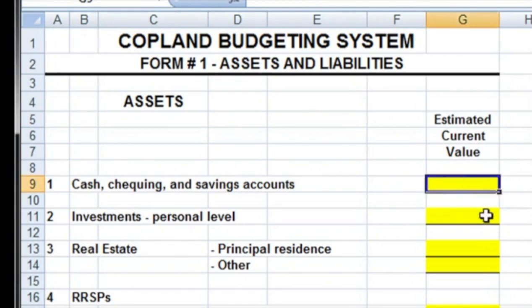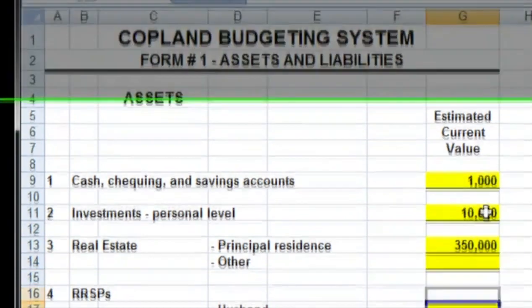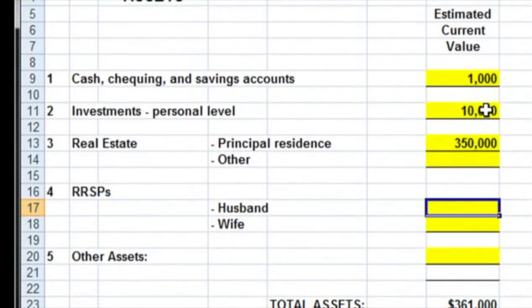So I'm going to put in some sample numbers. For this couple, I'm going to assume that they have $1,000 in the bank. I'm also going to assume that they have investments, perhaps in a mutual fund or something, of $10,000. In terms of their principal residence, they estimate that the fair market value is $350,000. In terms of their pension plan, their RSPs, the husband has about $40,000 in his, and the wife has about $10,000 in hers. We now go to the liability side.